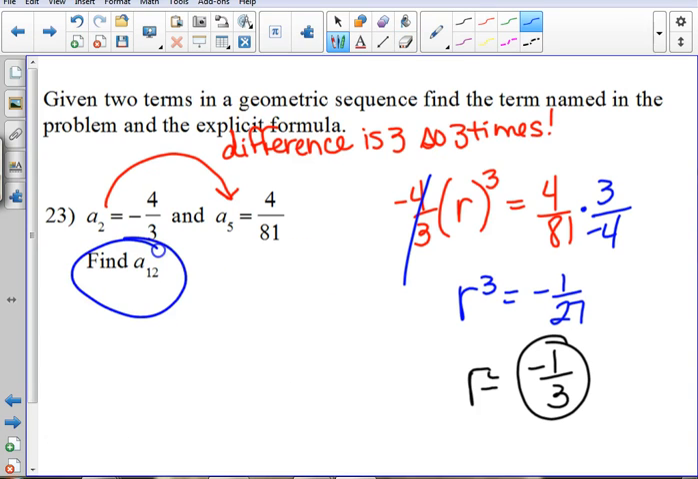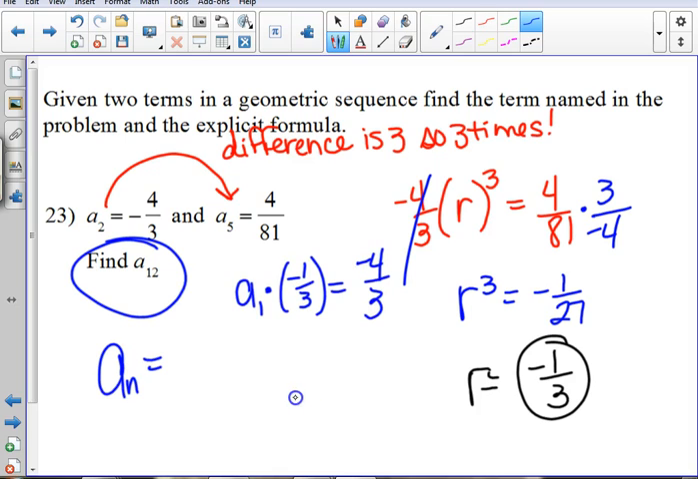How do you want to find the 12th term? Oh, it even says write the explicit formula. So let's write the explicit formula first. Oh, we don't have the first term. So some first term was multiplied by negative 1/3 and became a second term, right? So if I divide by negative 1/3 or I multiply by negative 3 over 1, I'm going to get positive 4. Did anybody get positive 4?